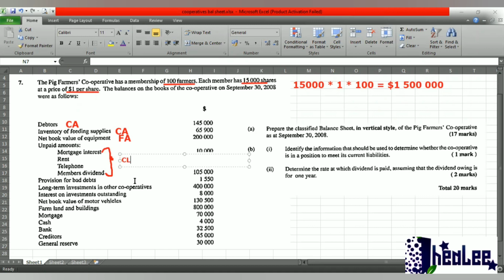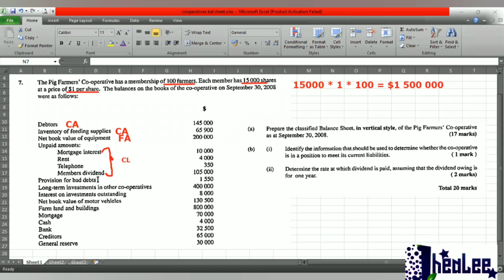So remember, before you respond to your question, you need to read through the question, comb through the question, assess the question. We have provision for bad debts, and this will decrease the debtors. So therefore, this item will be used in the current asset section. Long-term investment in other cooperatives. And because it is long-term, it will form a part of the fixed asset. So that would be between the fixed asset and the current asset. So after totaling your fixed assets, you're going to put in your long-term investment. If it was short-term, then of course that would have been current asset.